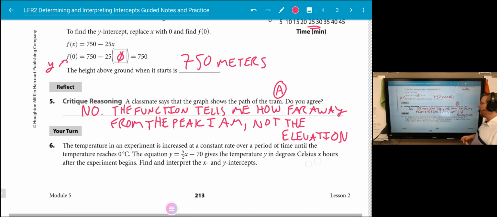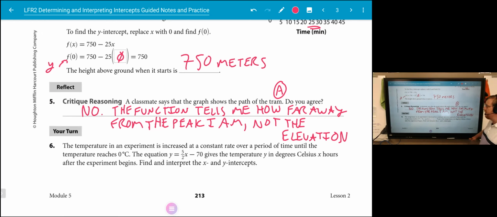Here's your turn. I'll read it. The temperature in an experiment is increased at a constant rate over a period of time until the temperature reaches 0 degrees Celsius. The equation y equals 5/2 x minus 70 gives the temperature y in degrees Celsius x hours after the experiment begins. Hey, look at that. Y means degrees Celsius. X means hours. Find and interpret the x and y intercepts. I gave you a little hint, so push pause. Now you're going to come back and check your answer.